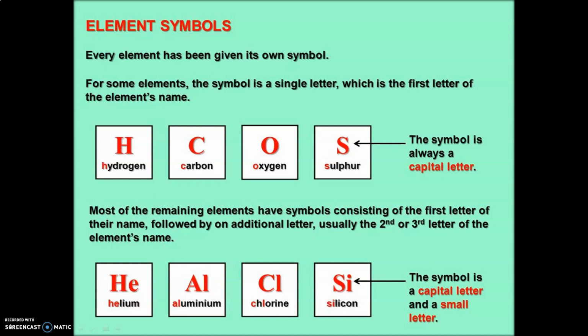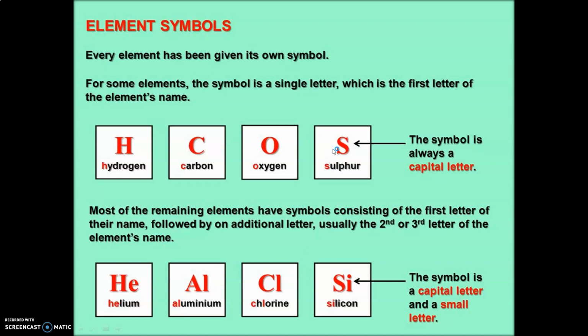Okay. Generally, usually the first letter of its name is the symbol. As you can see in the first row, hydrogen, H, C for carbon, O for oxygen, S for sulfur. That means it is the first letter of the alphabet. It is the first alphabet of the word, right?